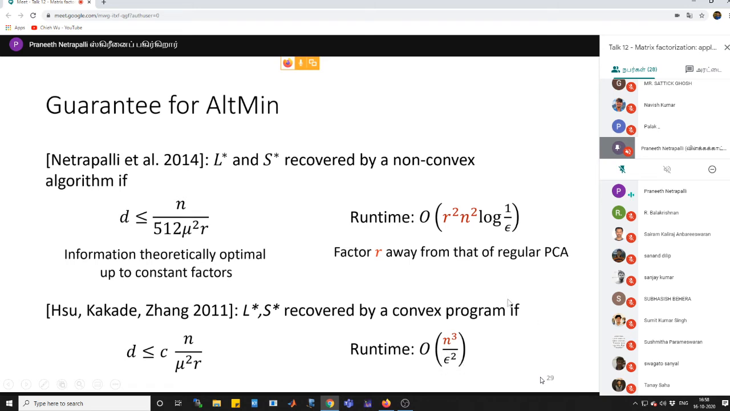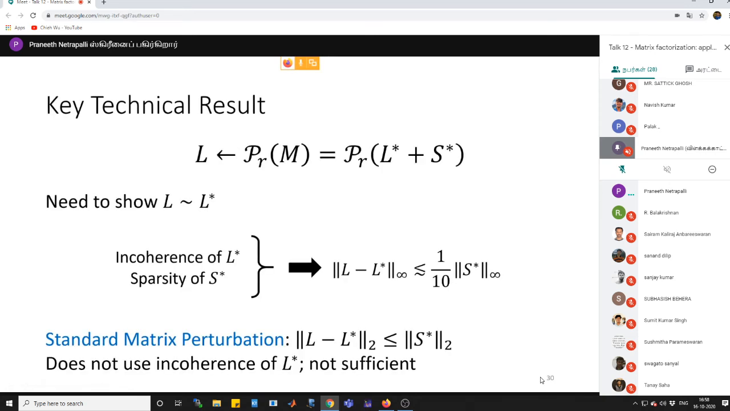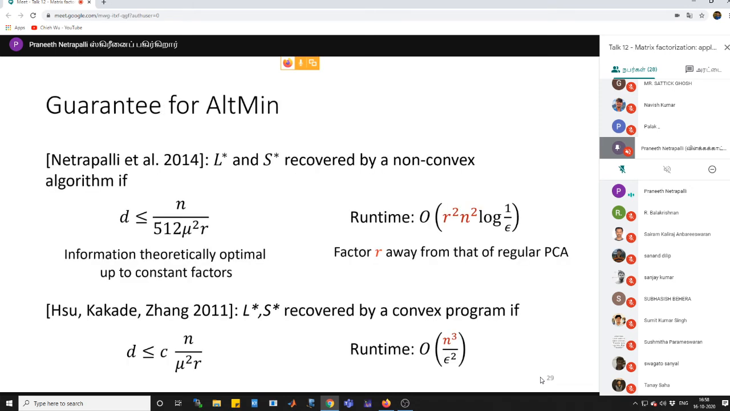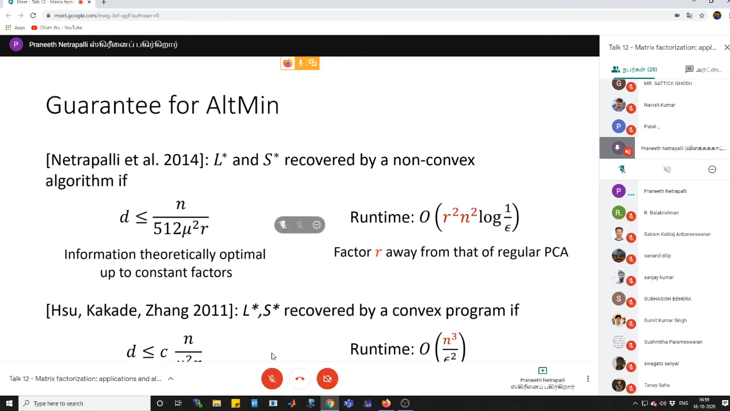Okay. So the reason why alternating minimization is much better is its improved runtime, while at the same time maintaining the same kind of performance guarantees. So is there any question about the result before I go on to the proof outline? Okay.